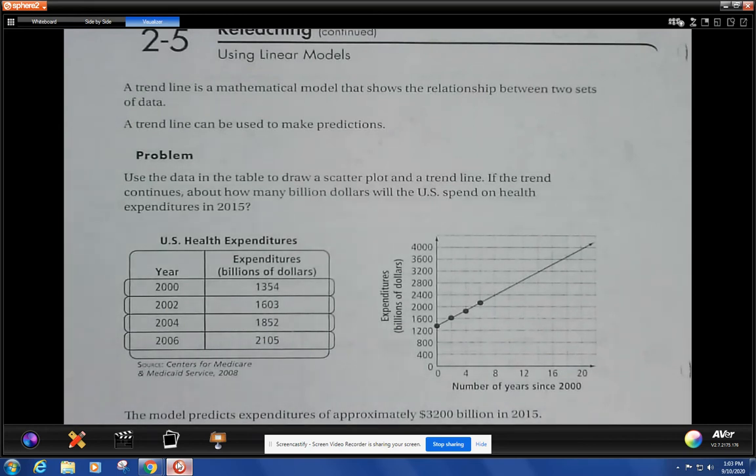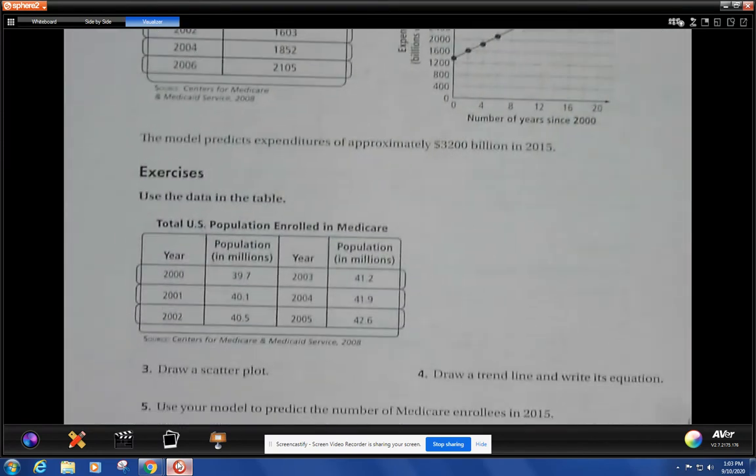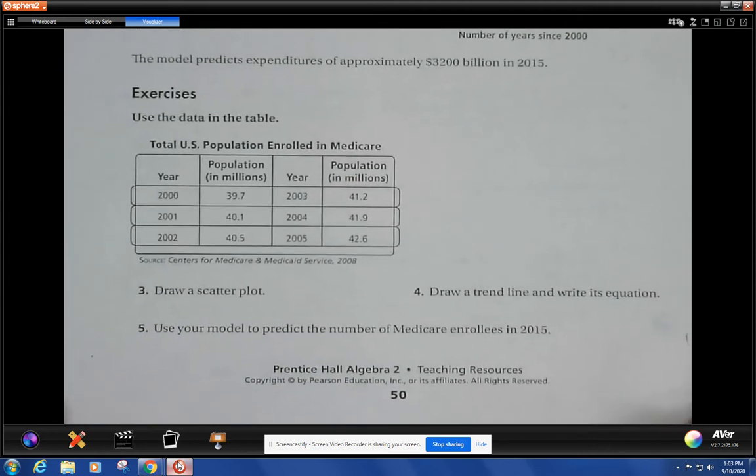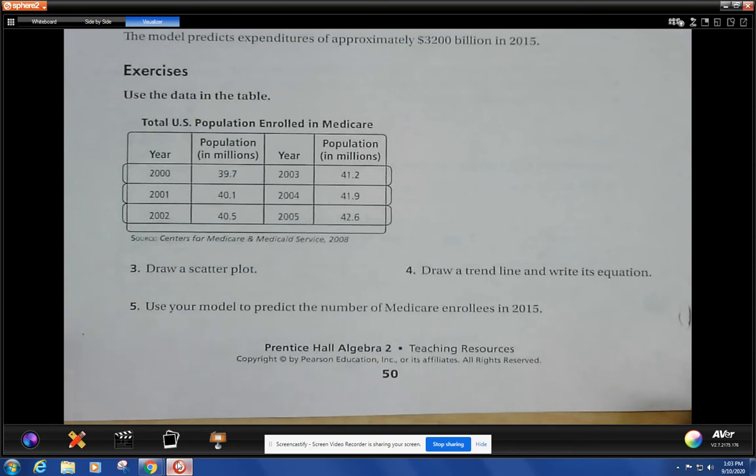So we can do the same thing using the tools that we have. So let's look again. This example is kind of already done for us. So let's go down here and let's work a live example. And these are going to be the type of questions you're going to have, which are going to be multi-part questions. So you're going to have to try to figure out how to do this. But again, I want you to notice it says use the data in the table, and it says total U.S. population enrolled in Medicare. And so it has years listed here and the population in millions that are enrolled in Medicare.